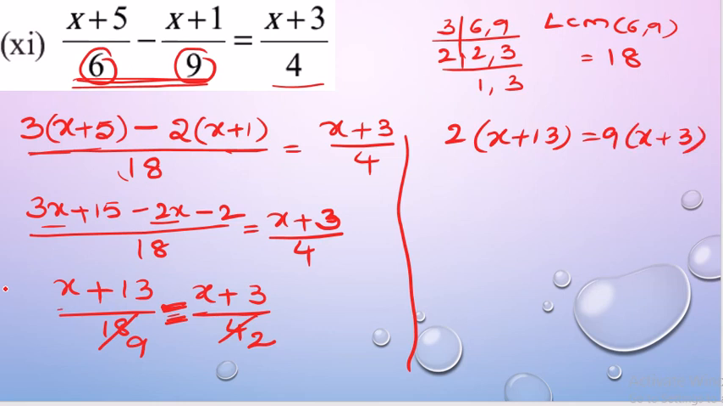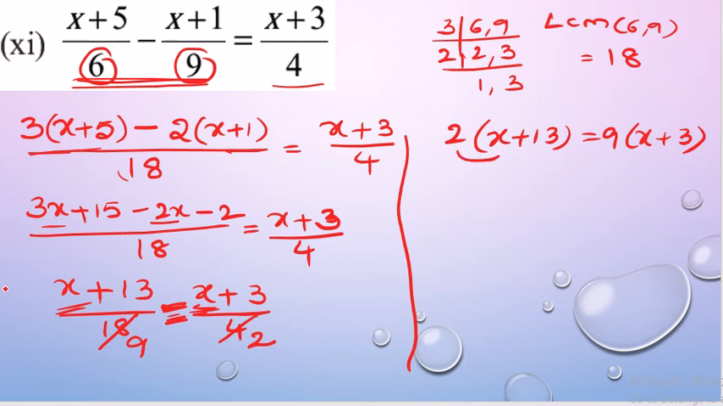So, cancel this x and x. If you have x plus 3 here and x plus 3 here also, then you can cancel. If this combination of the terms is the same, then you can cancel it.